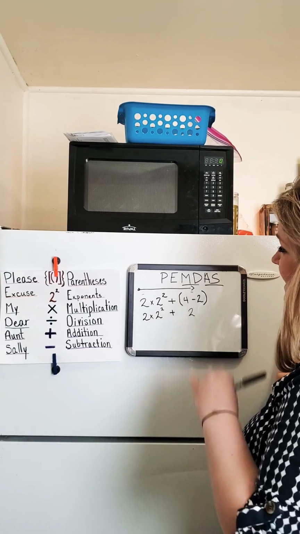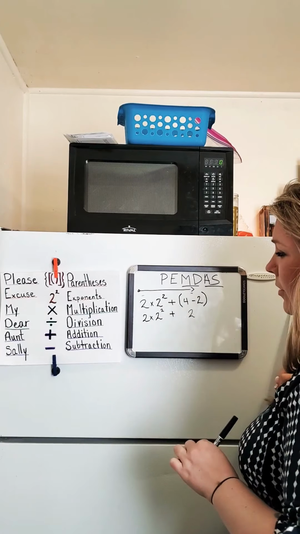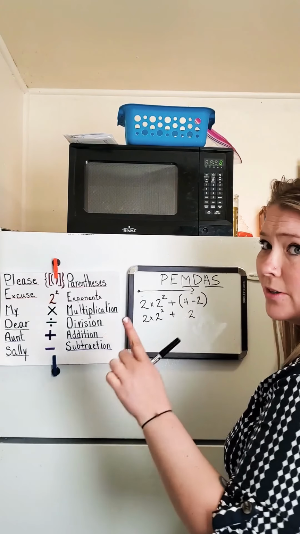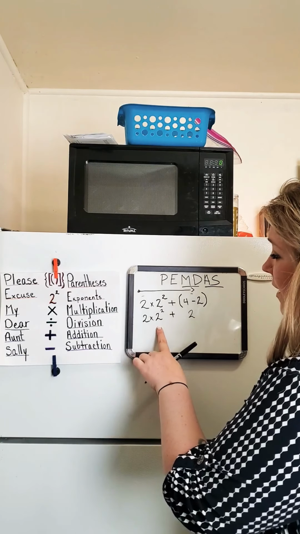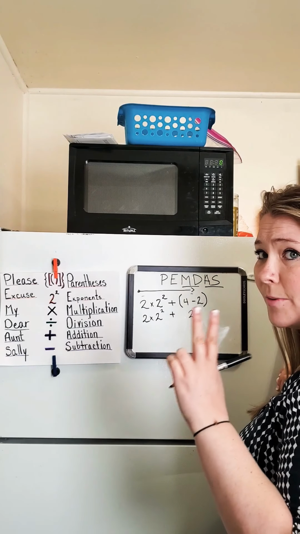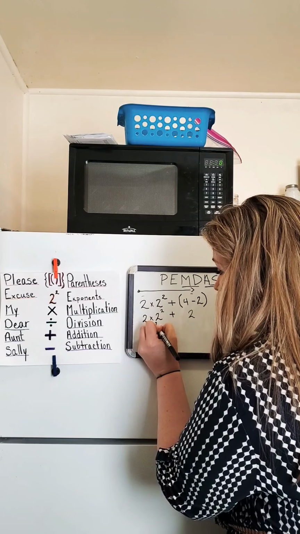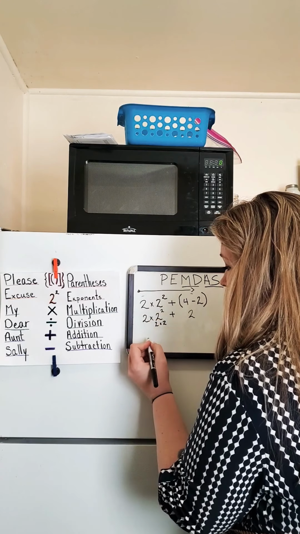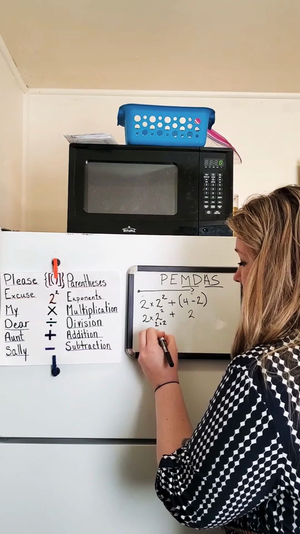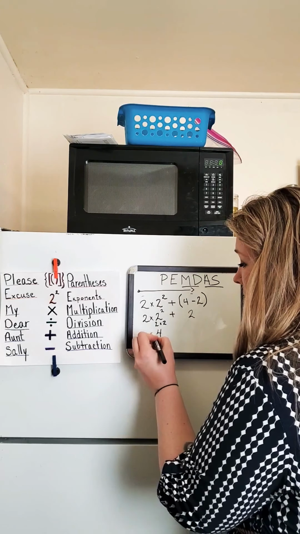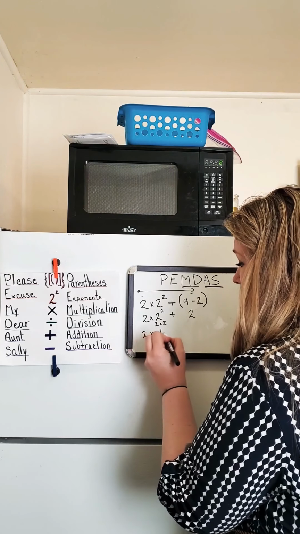So I did my parentheses, now I'm going to look for an exponent. So this one is 2 to the second power, which means I'm multiplying 2 times itself. So this is going to be 2 times 2. Okay? So this is going to turn into a 4. And then we're just going to bring the rest of the problem down.